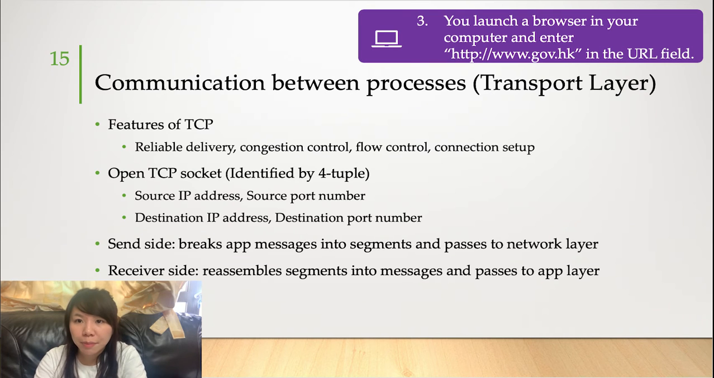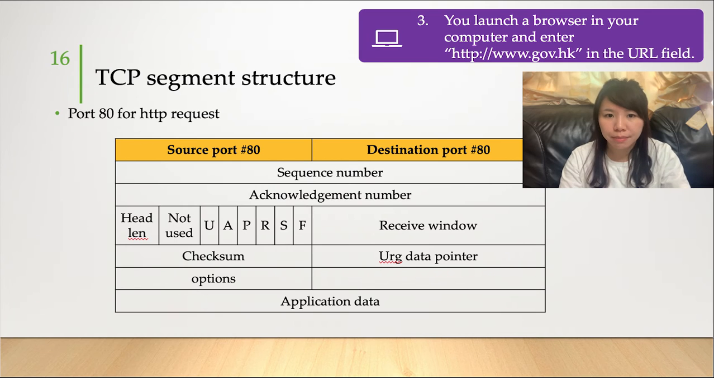After getting the IP address, a suitable TCP port should be used according to the application. TCP ensures reliable delivery and it can prevent overloading the network. The socket can be identified by the IP addresses and the port numbers of the source and destination. The messages will be broken into segments and sent. In each segment, there are port numbers of the source and destination. Port 80 is used for HTTP messages.